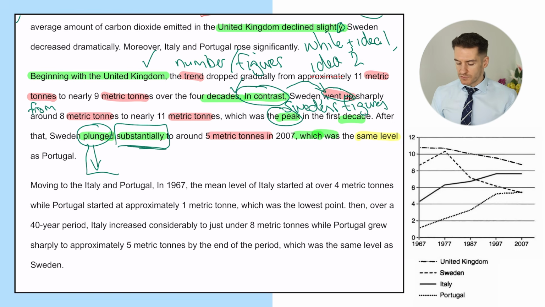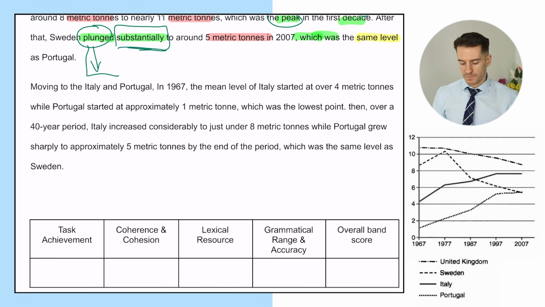So overall, the paragraph is okay. There's a topic sentence, there's some comparisons, there's some nice vocab, nice grammar, but there's a little bit of repetition and a few other small issues which we just discussed. Let's continue. Moving to the Italy and Portugal. Well, this looks like a topic sentence, so that's fantastic. Let's put a tick there.